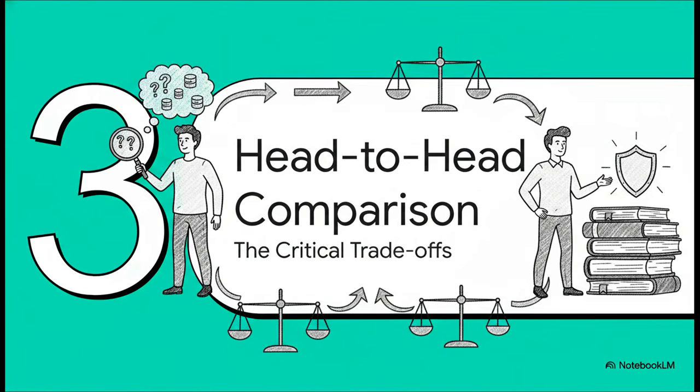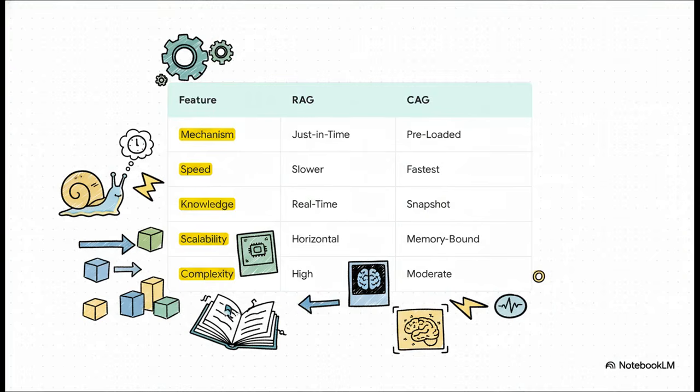Okay, so we've met our two contenders, the live researcher and the prepared expert. Now it's time to put them side by side and really dig into the critical trade-offs you have to weigh when you're choosing between them. This table lays it all out pretty clearly. But let's focus on the two big ones, speed and knowledge.